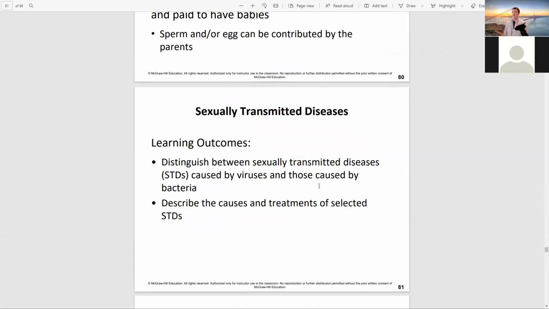Okay, so sexually transmitted diseases. Your learning outcomes are to distinguish between sexually transmitted diseases caused by viruses and those caused by bacteria, and describe the causes and treatments of selected STDs.